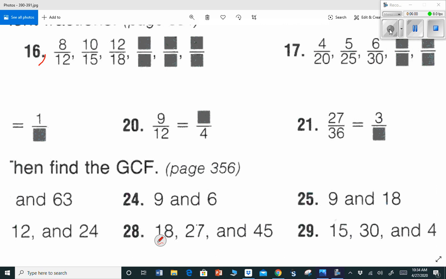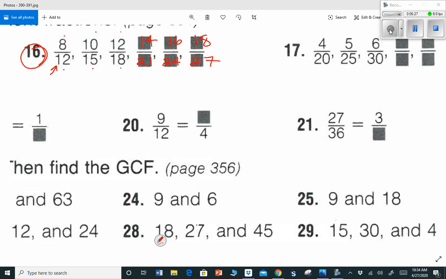Now, I don't like number 16 quite as well because they're not counting by 8's on the top. What are they counting by? Well, they're counting by 2's. 8, 10, 12, 14, 16, 18. They're not counting by 12's on the bottom. What are they counting by? They're counting by 3's. 12, 15, 18, 21, 24, 27.